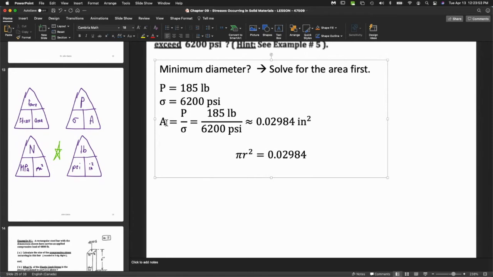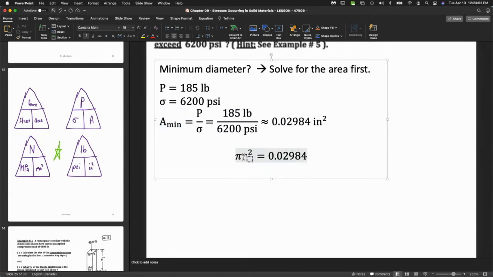Before we solve it though, I want to introduce a subscript here. I want you to write the subscript min, because we're trying to find the minimum diameter. So this subscript is very important in terms of communication. If you don't write it, you're not going to lose any grade for it, but it's important to me. And also, you could write inches squared here on the right. You could write inches squared, but I don't want to clutter it right now.